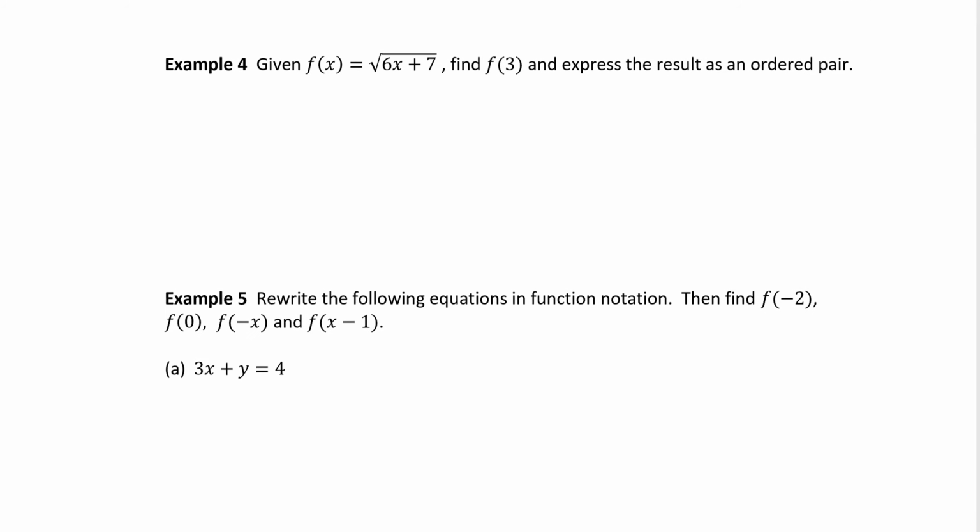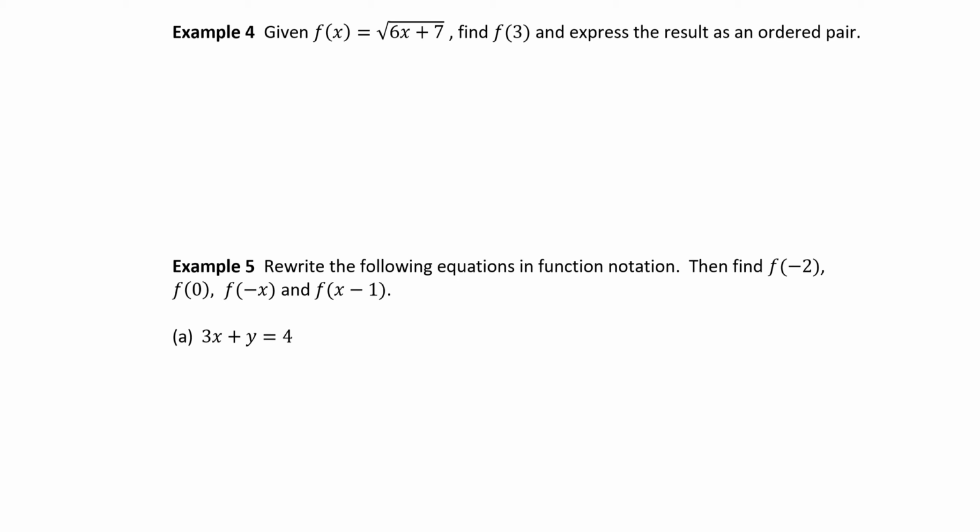Let's try some examples. Given f of x equals the square root of 6x plus 7, find f of 3 and then express the result as an ordered pair. So f of 3 is equal to the square root of 6 times 3 plus 7. So I'm just plugging 3 in for x. Then we can evaluate. 6 times 3 is 18, and 18 plus 7 is 25. The square root of 25 is 5.